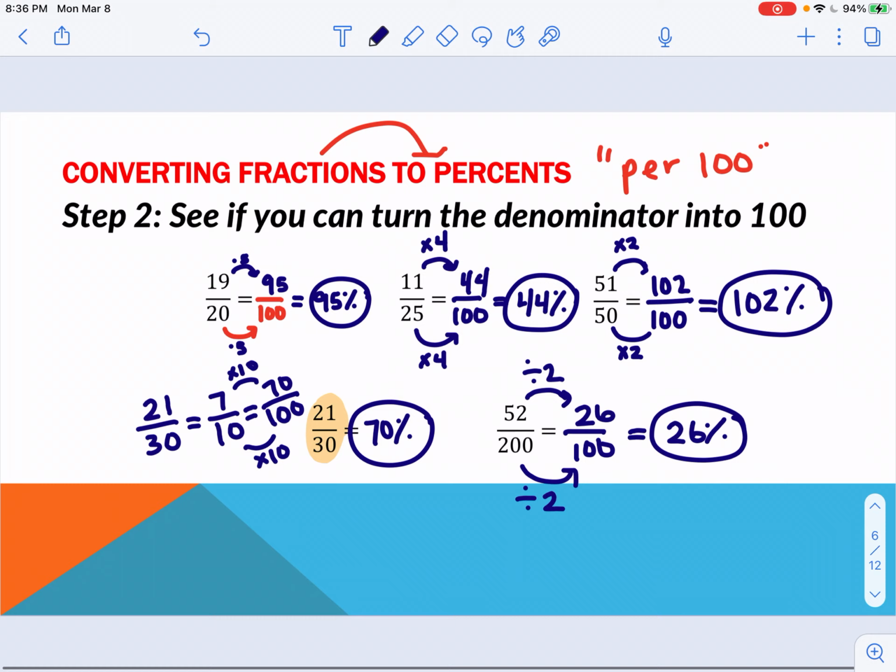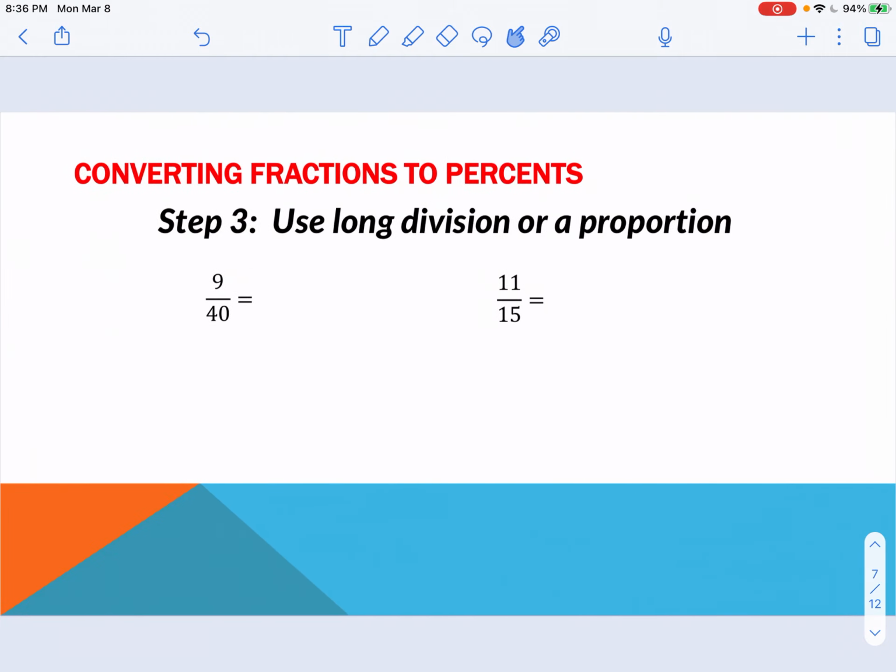All right, so now we know how to turn a fraction to percent if the denominator can easily be turned to 100. But unfortunately, we're going to have some fractions that aren't so easy to turn the denominator into 100. And that's where we have to use long division. And I purposely call this step 3 because we never want to use long division. It is time consuming and there's a lot of room for error. So we want to make sure we're being careful with that.